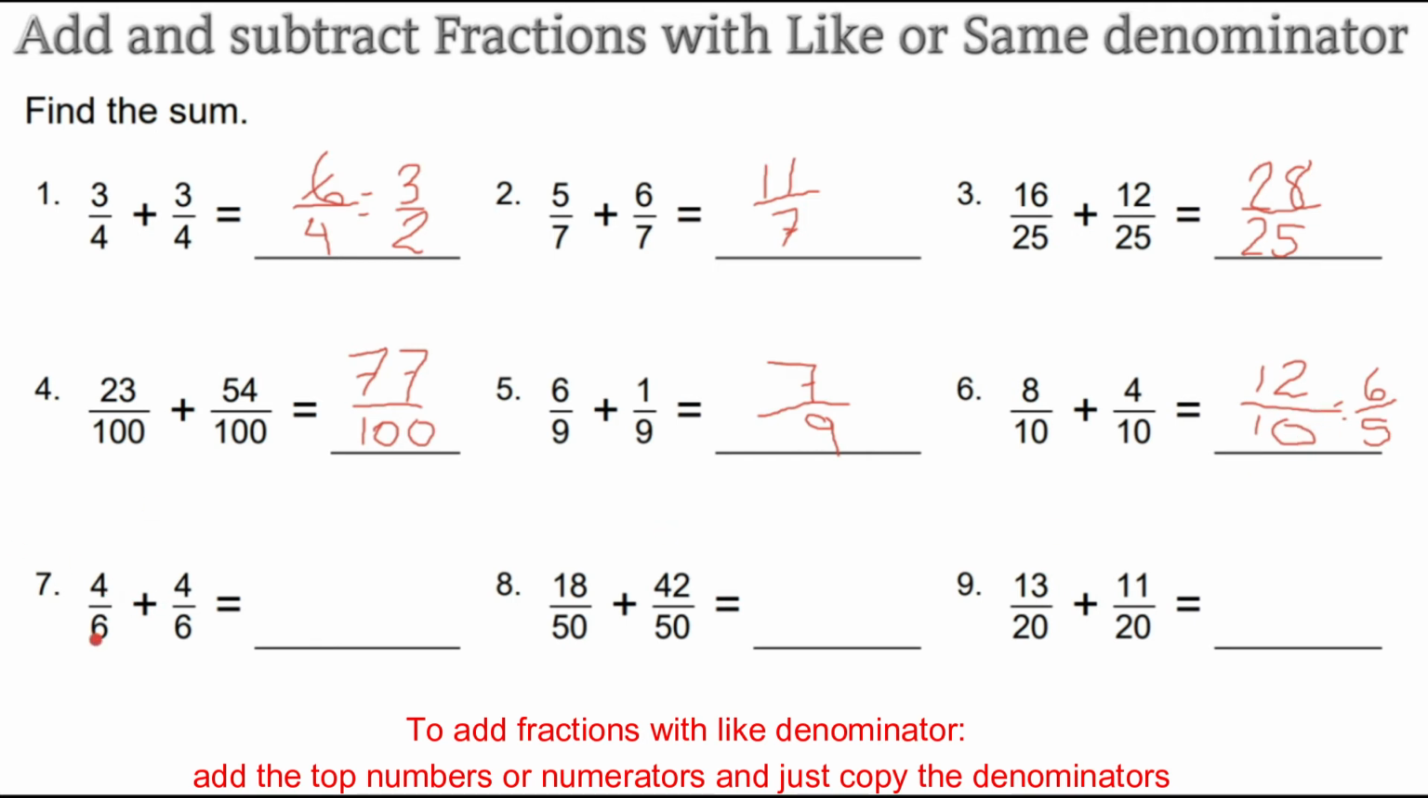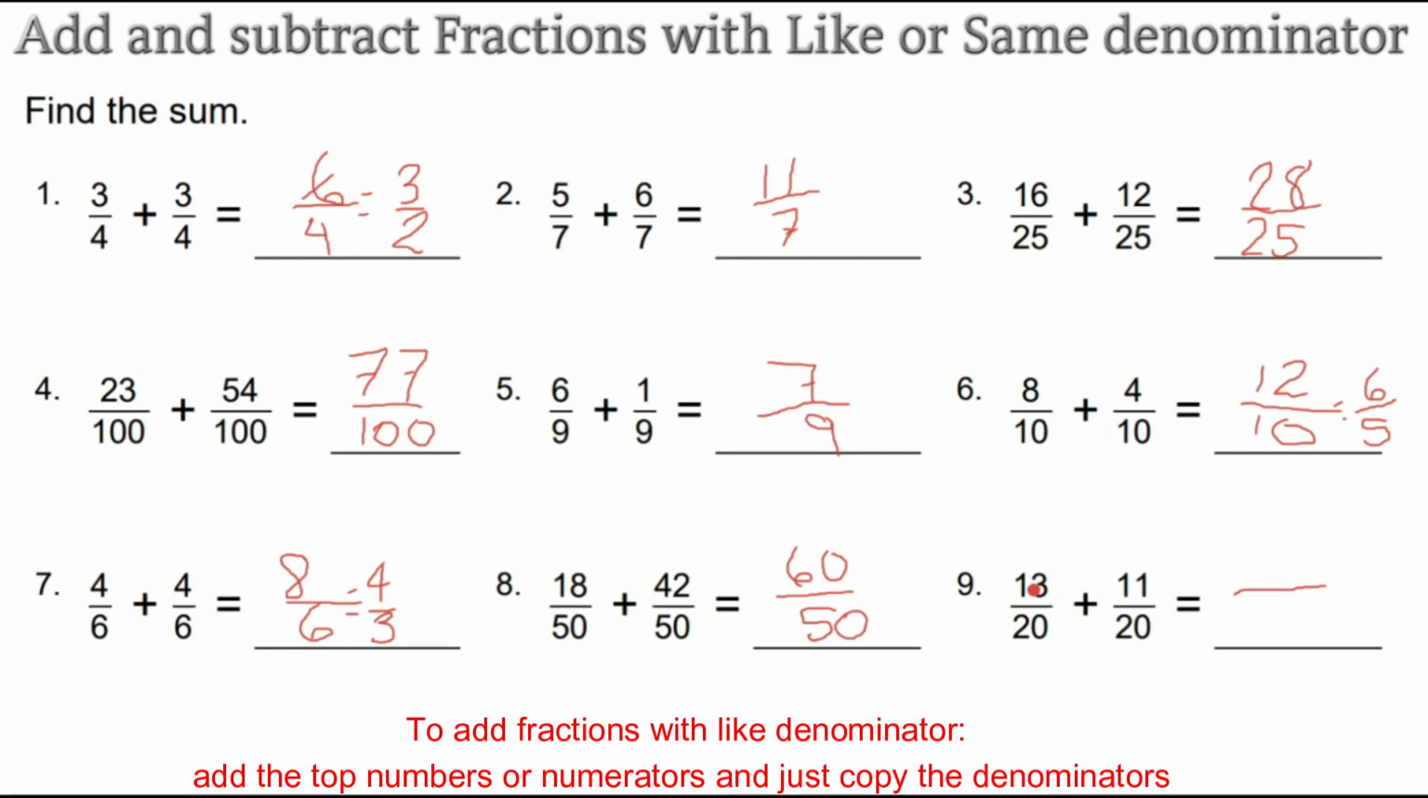Here we have 4 over 6 plus 4 over 6. We copy the denominator, which is the same. We only add the top number. Can we simplify this? Yes, we can. Half of 8 is 4. Half of 6 is 3. Can we divide this? No, so we leave it there. Next, 18 over 50 plus 42 over 50. What we do, we copy the denominator and then we add the top number. 18 plus 42 is equal to 60. We have here an improper fraction. Top number is larger than the bottom number.